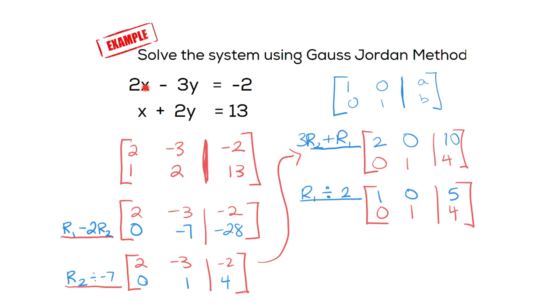remember that the first column are your x's. So a 1x is going to equal 5. The second column are your y's. So this is a 1y is equal to 4. We have our solution. It's an ordered pair, 5, 4. And that's your solution.